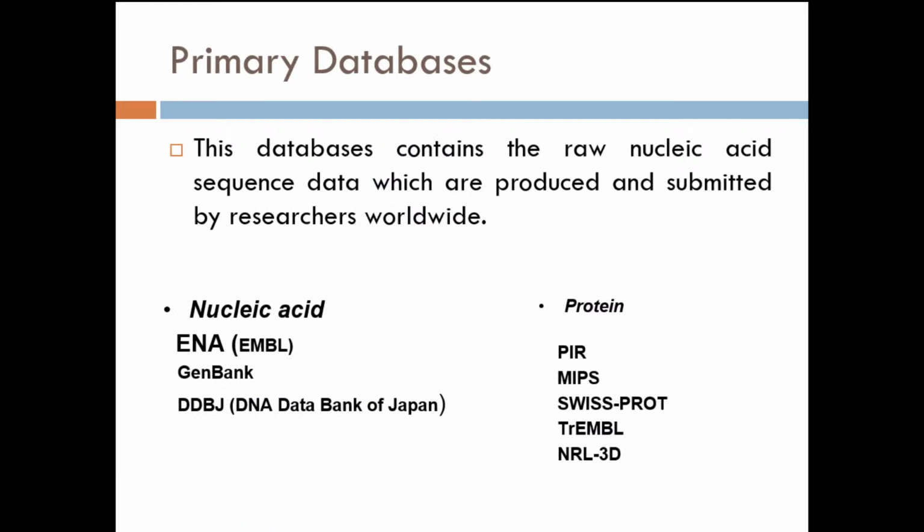So for primary nucleotide databases, I talked about three examples: the ENA, GenBank, and DDBJ. The full form of ENA is European Nucleotide Archive, and the older name was EMBL, European Molecular Biology Laboratory. GenBank, and DDBJ is the DNA Data Bank of Japan. For protein, you can say PIR, MIPS, SWISS-PROT, TrEMBL, NRL-3D. Obviously, we are not going to read all these databases. We are going to discuss only those databases which are in your syllabus.